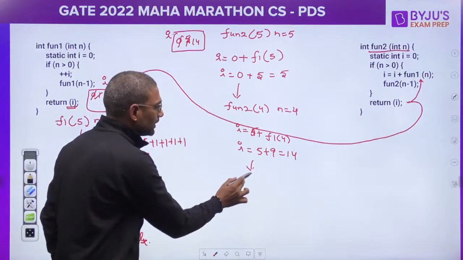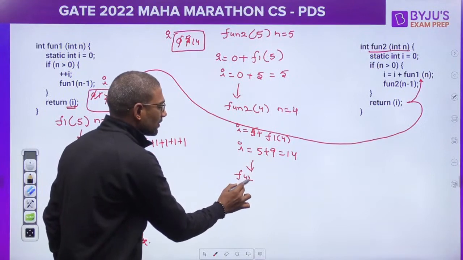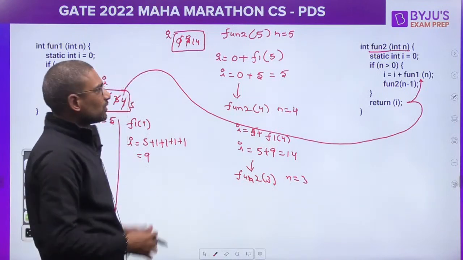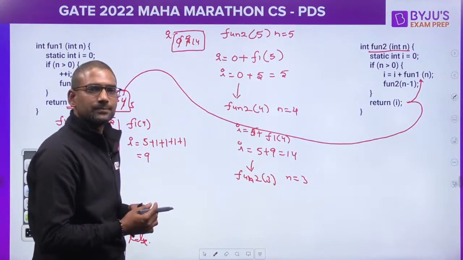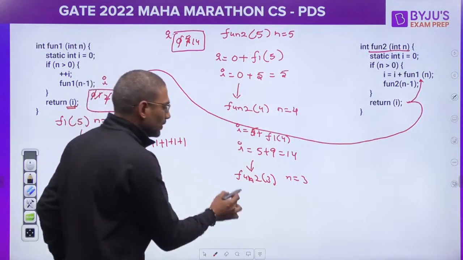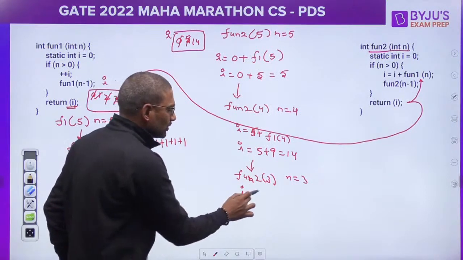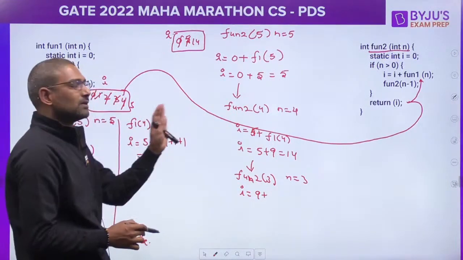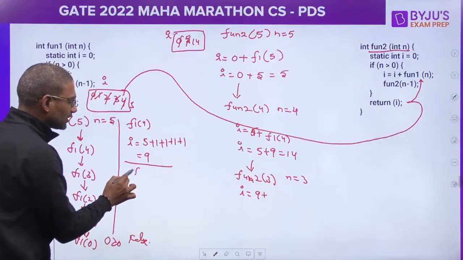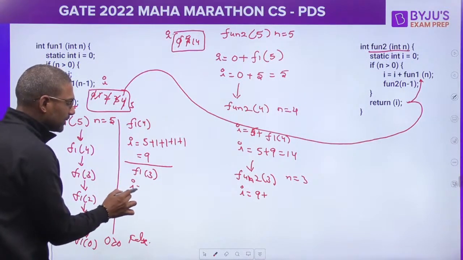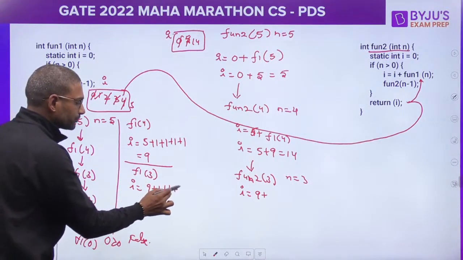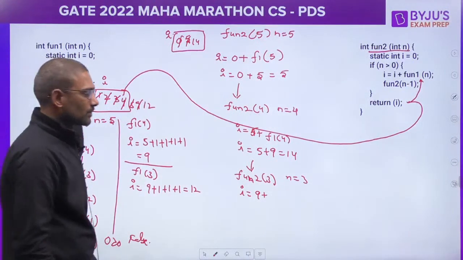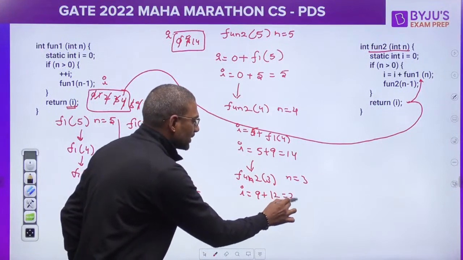And then you are calling again fun2 of 3. So here the routine is crystal clear. So I is equal to 9 plus again fun1 of 3. So what would be fun1 of 3? The value gets incremented by 3 times. So this would be 12. So 9 plus 12, that is 21.